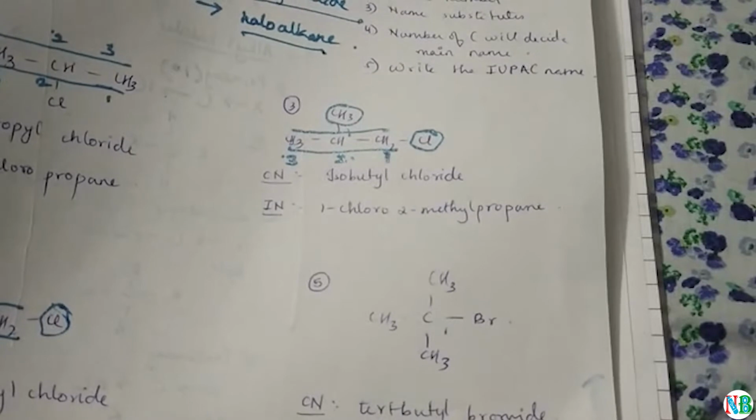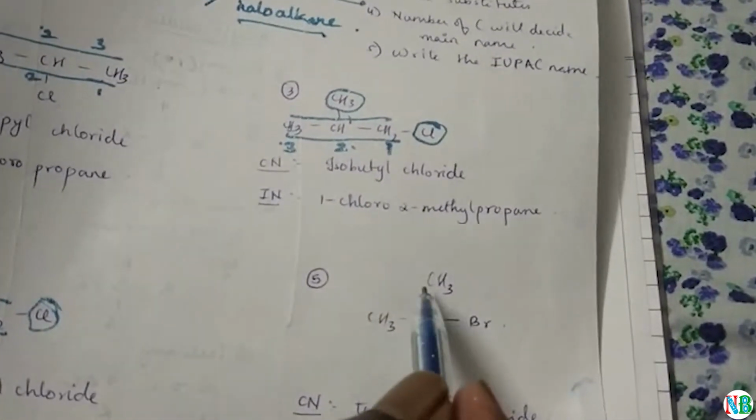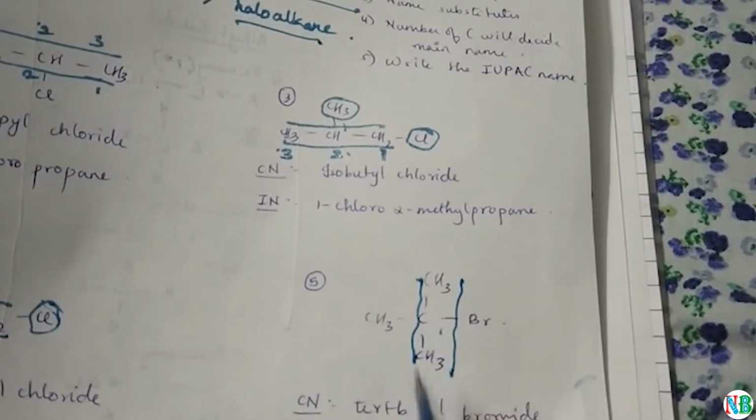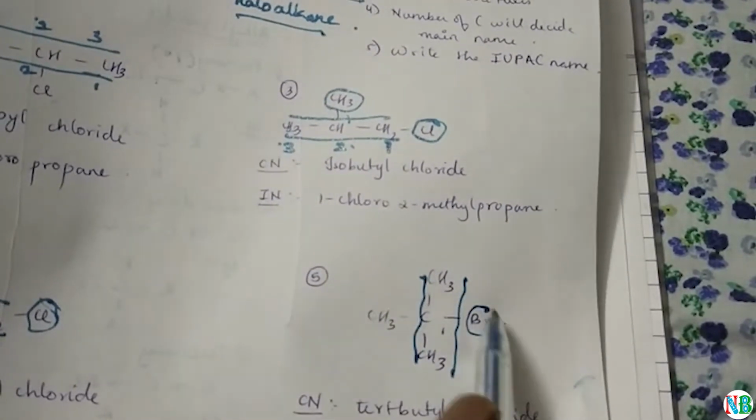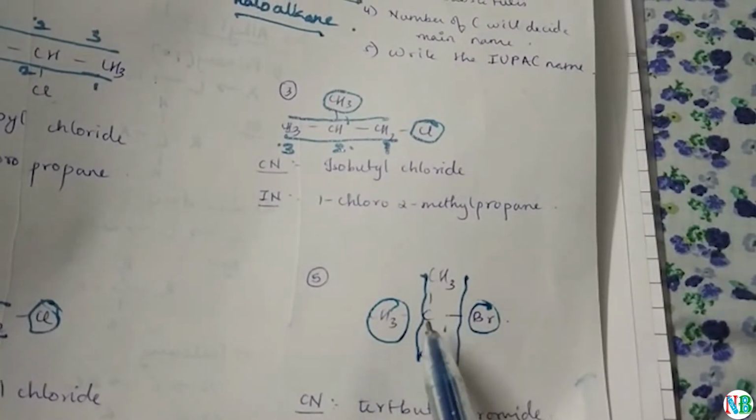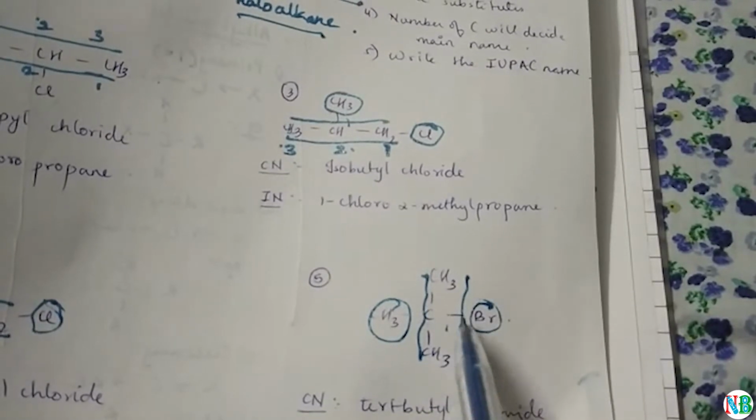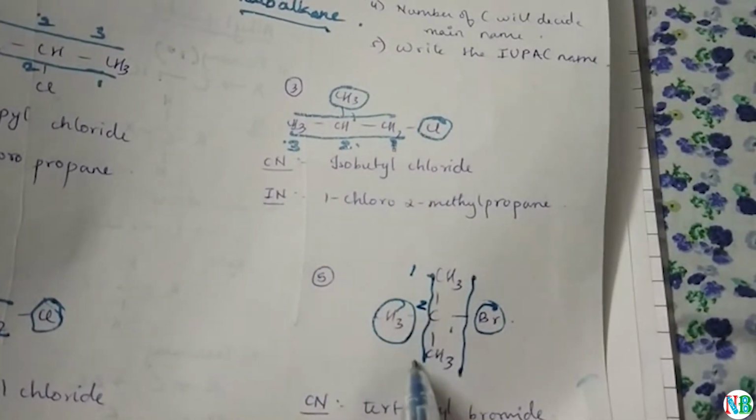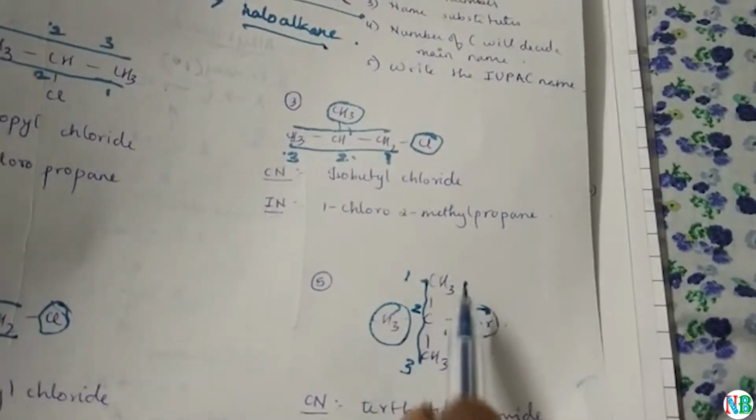Now naming the IUPAC name would be very easy because we know the steps right now. So my longest chain of carbon atoms would be 3 only, and my substituents will be Br and CH3. I can see I have 2 substituents, and therefore numbering 1 2 3 or 1 2 3 would be the same thing. So I will take 1 2 and 3, and therefore the name for this one would be 2-bromo 2-methyl propane.